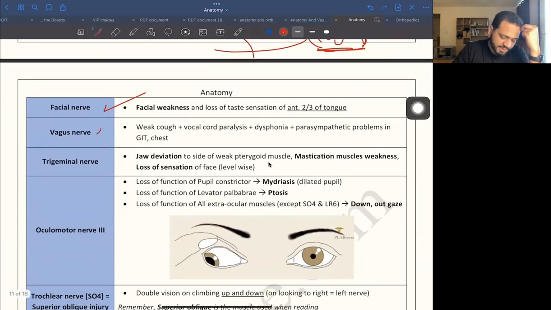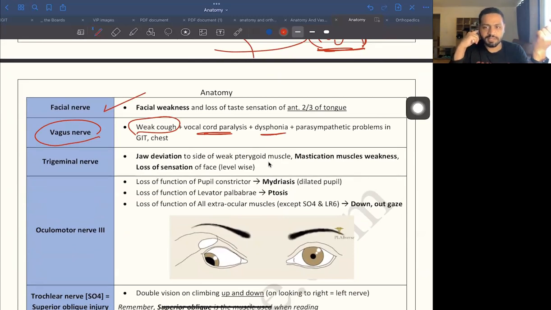The vagus nerve paralysis, it's responsible for your cough reflex and your phonation. So you will have a very weak cough and dysphonia as well, or vocal cord paralysis. And also it supplies your gut and part of the diaphragm as well.